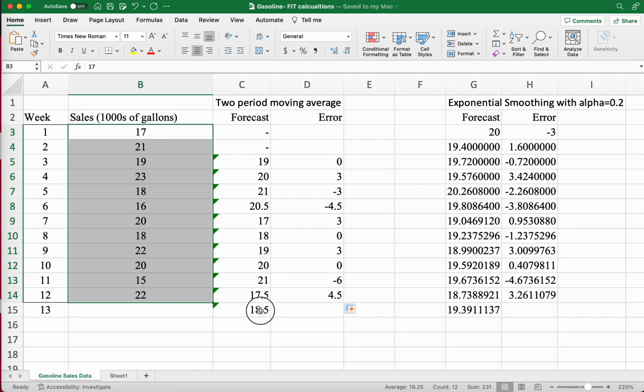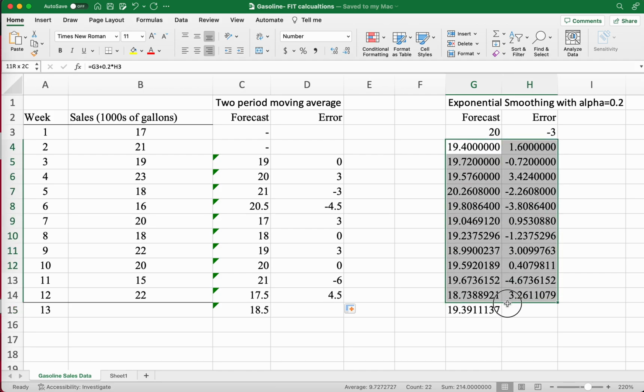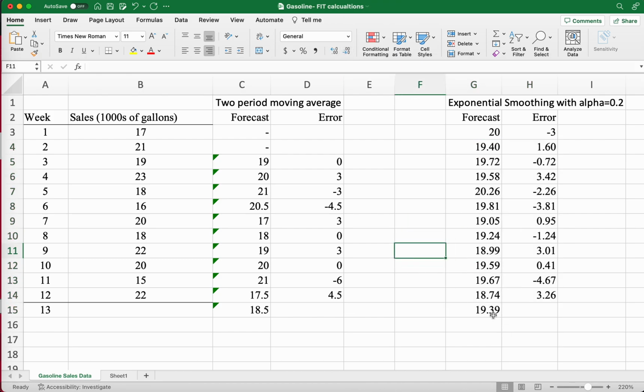So I have a forecast of 18.5 or 18,500 gallons for the next week using the 2 period moving average. And I have a forecast of 19.39 or 19,391 gallons using exponential smoothing. Question is, which of these methods should I trust, right? So which of these forecasts should I pick? Which is a better method?